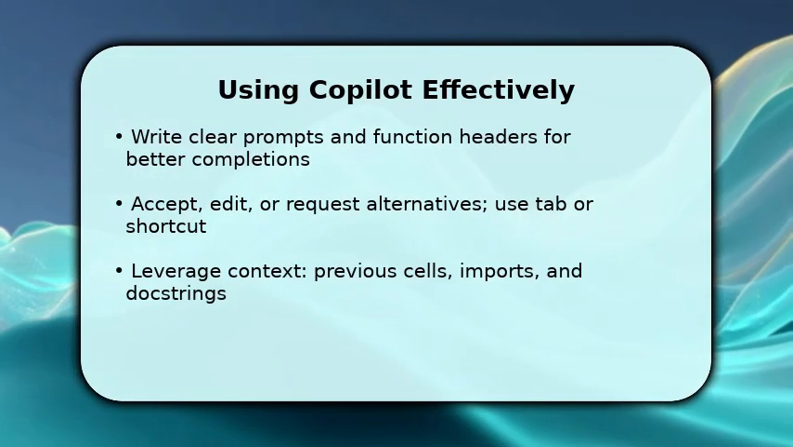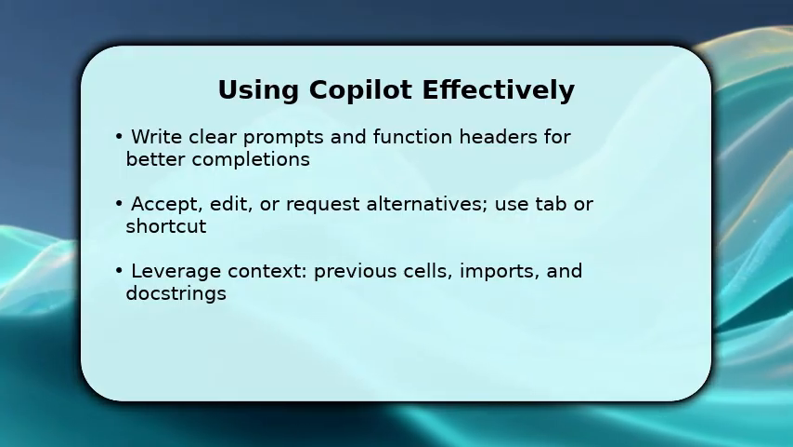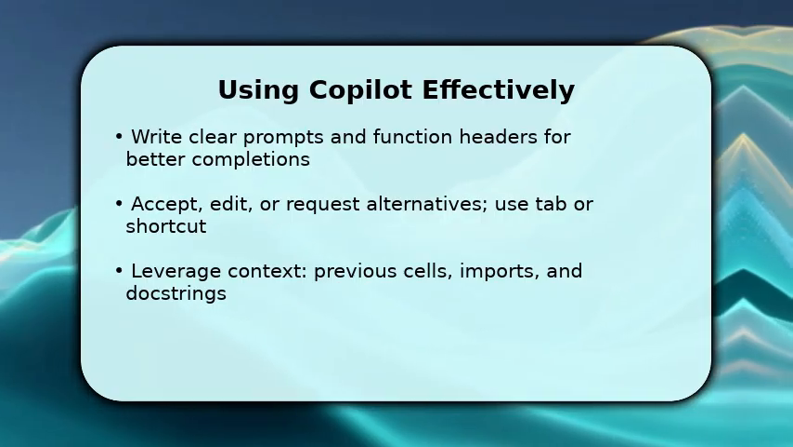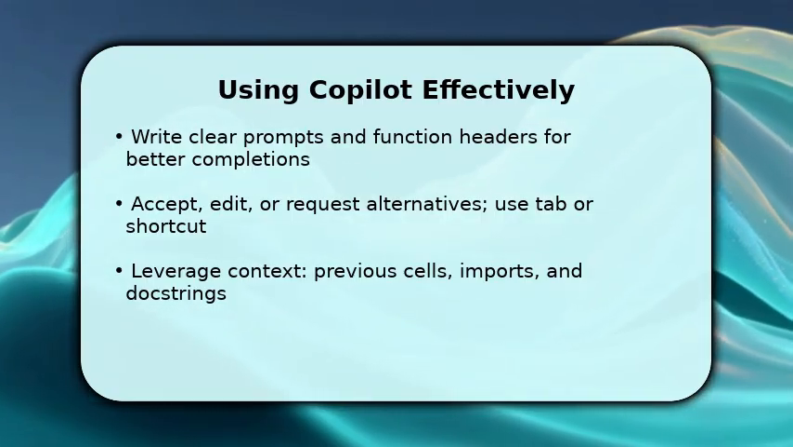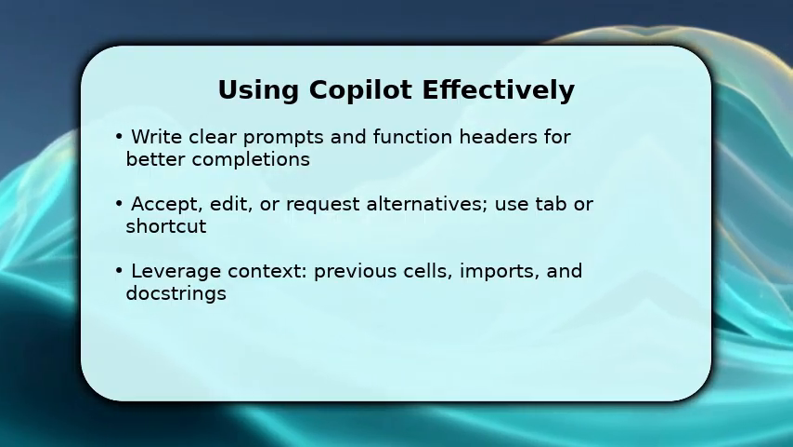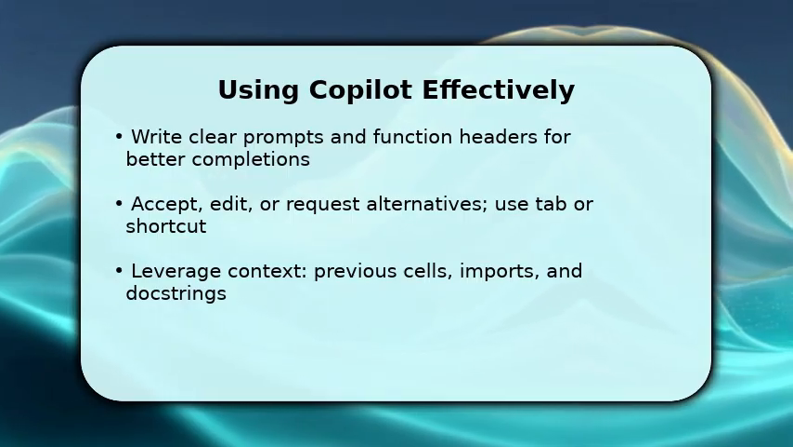Now focus on crafting inputs that guide Copilot. Type descriptive comments, function signatures, or sample inputs to shape suggestions. You will see completions inline; accept with Tab or the accept shortcut, or press Ctrl-Enter to run and iterate. Make edits immediately when suggestions are close. This trains your workflow and keeps intent clear.